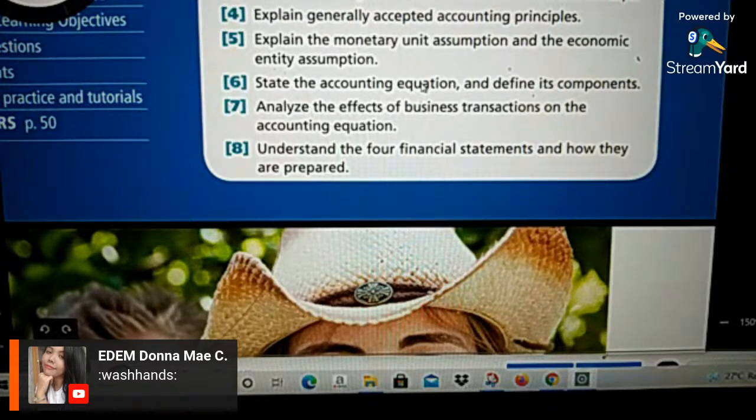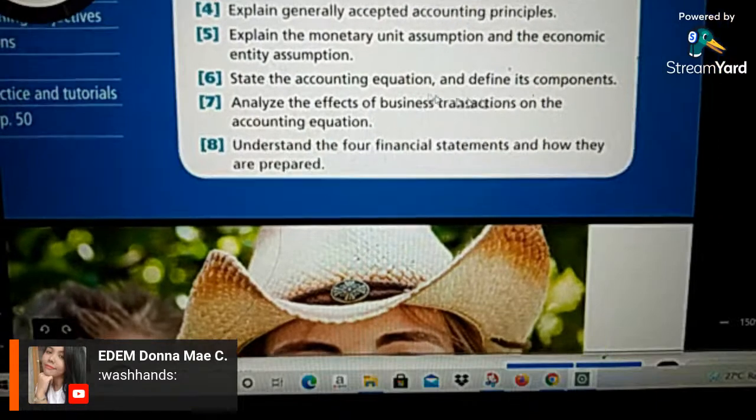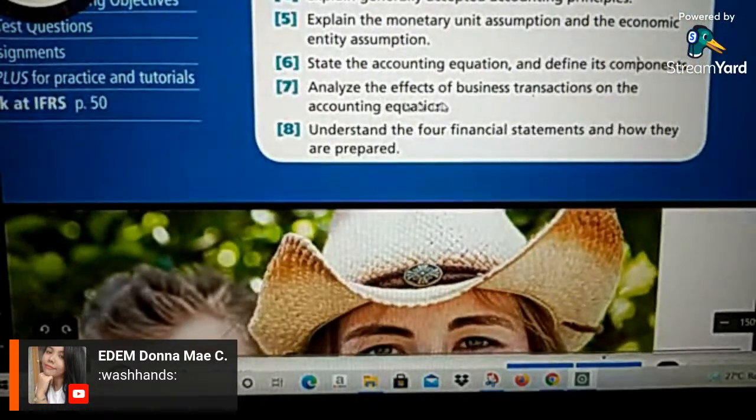Number 6, state the accounting equation and define its components. So we'll have an equation here. Analyze the effects of business transactions on the accounting equation. What are the transactions involved in order to be able to process this accounting equation? We will operate an equation. We must be able to analyze the effects of each and every transaction on this equation. What will happen to the equation when something is increased or decreased or added or removed?